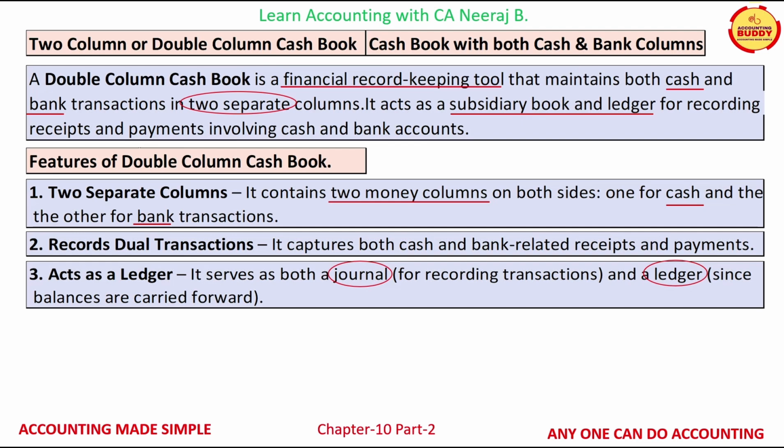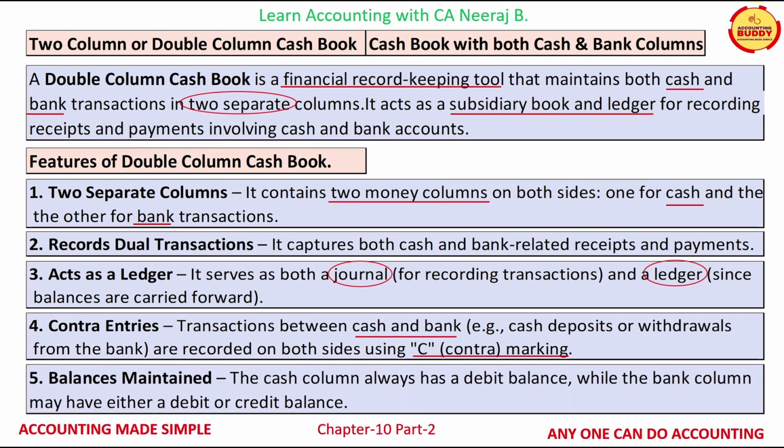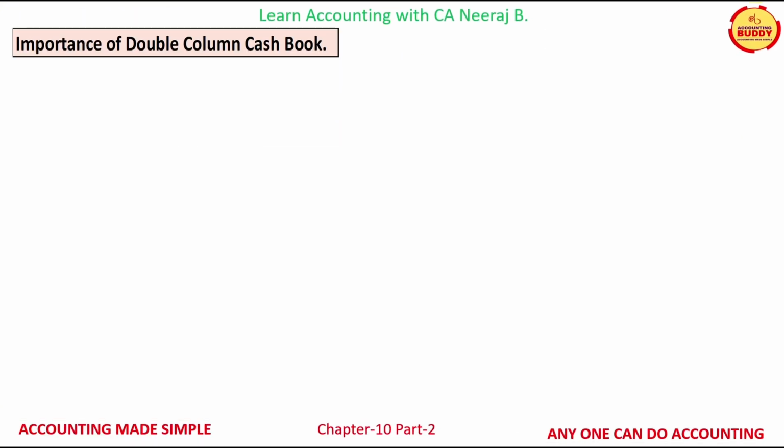Double column cash book also records contra entries, transactions between cash and bank account. For example, cash deposited or withdrawal from the bank are recorded on both sides using C, that is the contra marking. Double column cash book maintains the closing balance of both cash and bank balance. The cash column always has a debit balance, while the bank column may have either a debit or a credit balance. In this slide, we will learn about the importance of double column cash book.